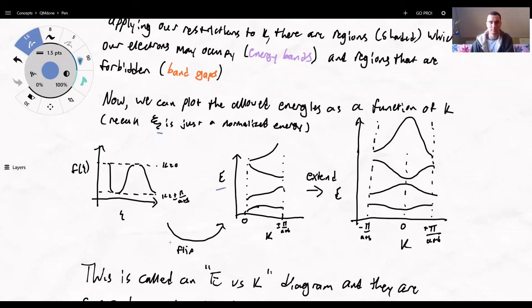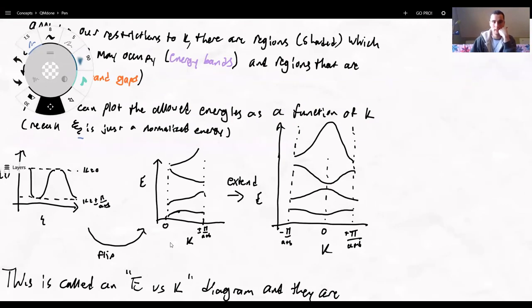Same thing. And we're going to have it plotted as a function of K. So it goes from 0 to plus or minus pi over a plus b. So what we're going to do is just mirror it. So it's going to go from minus pi over the unit cell to plus pi over the unit cell. And so when you do that, you end up with a graph that looks like this.